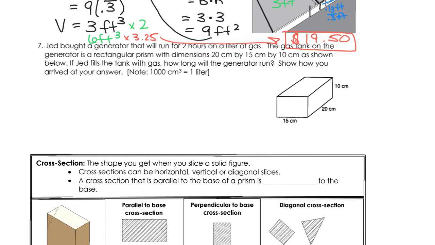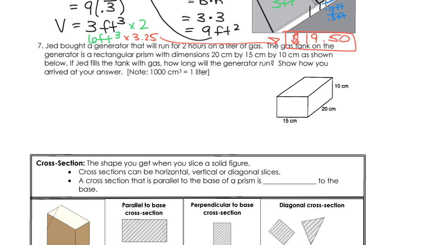And in number 7, it talks about Jed bought a generator that will run for 2 hours on a liter of gas. The gas tank on the generator is a rectangular prism with dimensions of 20 centimeters by 15 centimeters by 10 centimeters, as shown below. If Jed fills the tank with gas, how long will the generator run? Show how you arrived at your answer. Note that 1,000 cubic centimeters is equal to 1 liter.